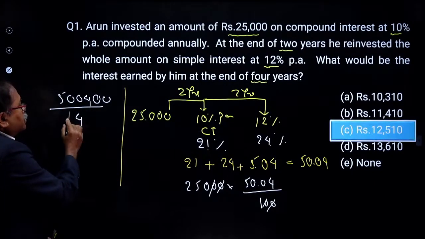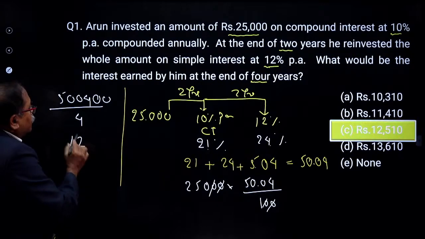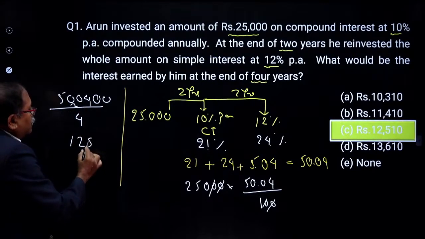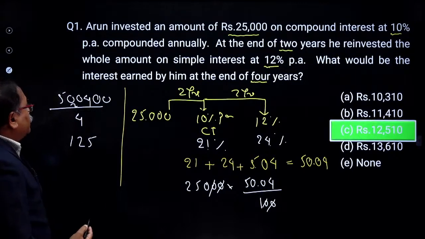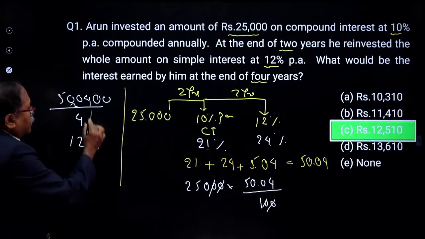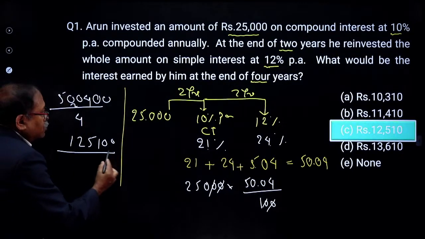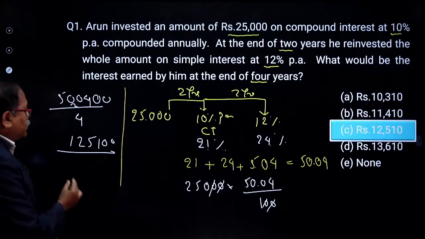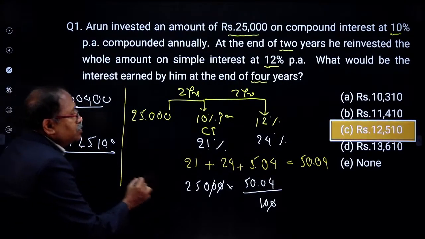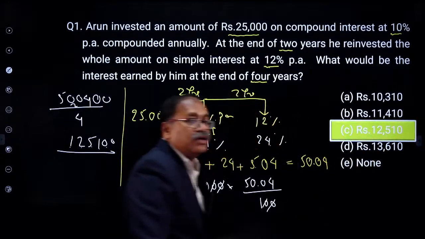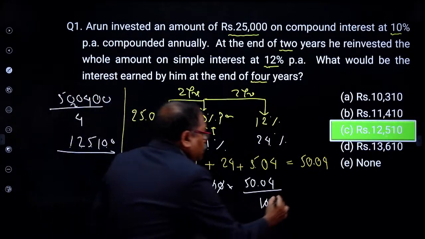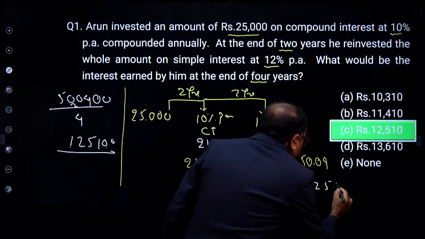So let's do that. 12 4s are 48, and I am left with 2. 4 5s are 20, and then 1, followed by some zeros here. And when you adjust the decimal, 12510 should be your answer. 12510.